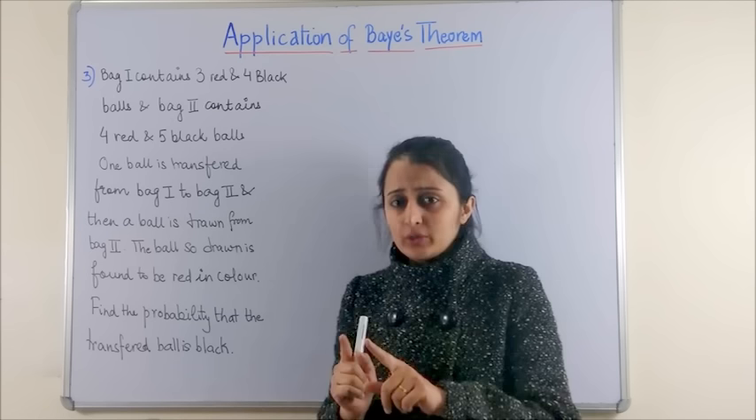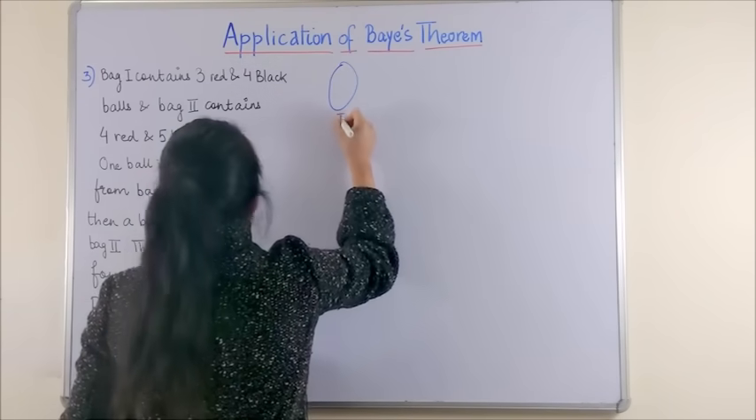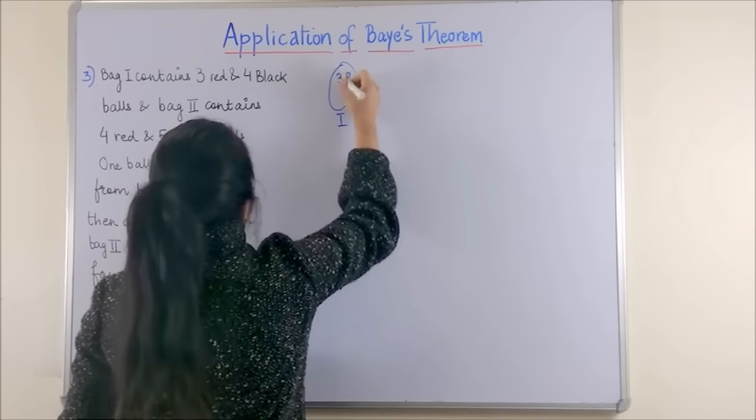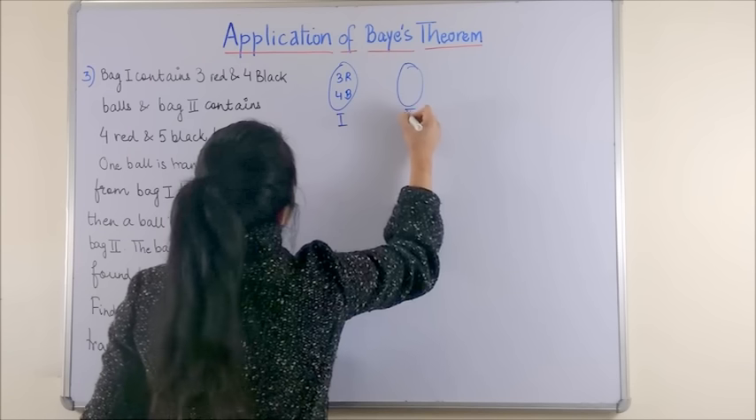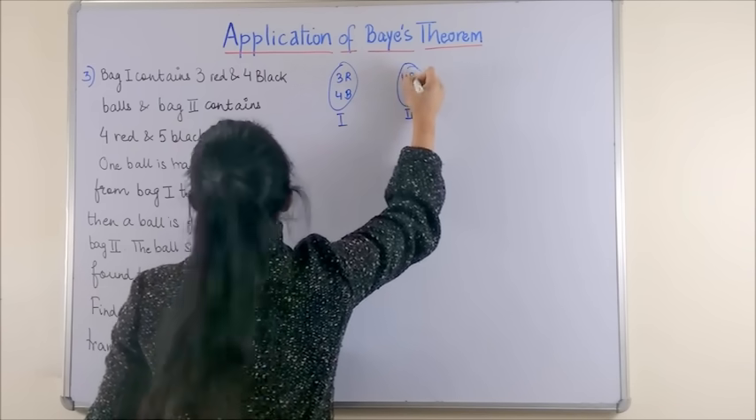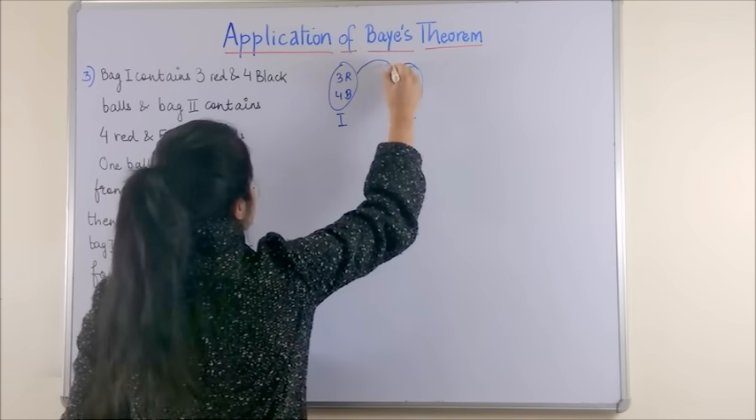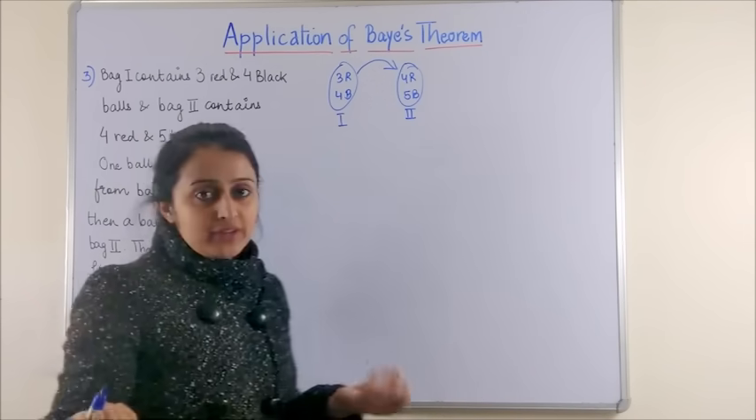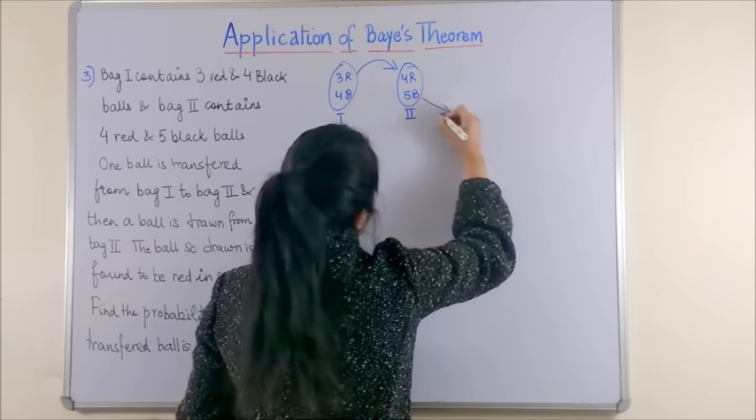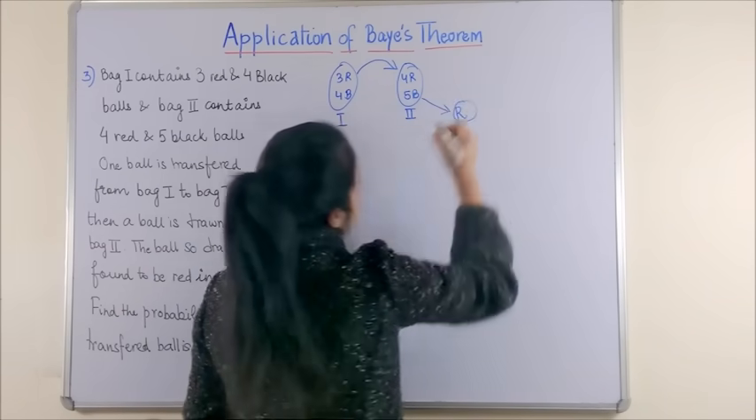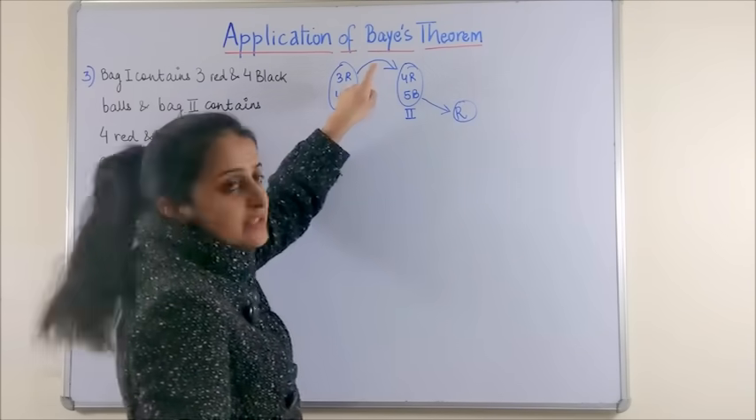Let's try to pictorially represent this situation. So I have bag 1 whose composition is 3 red and 4 black balls, and I have another bag 2 with 4 red and 5 black balls. So one ball has been transferred. I don't know which one. It could be red, it could be black. And then from here one ball is drawn which turns out to be a red one. You have to find the probability that the transferred ball is black.